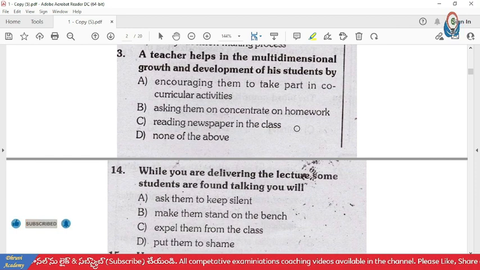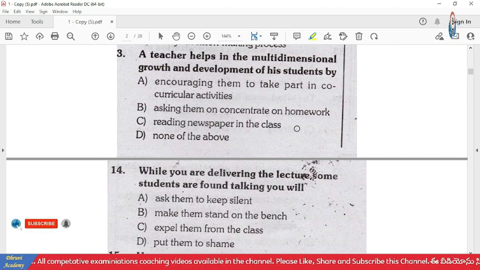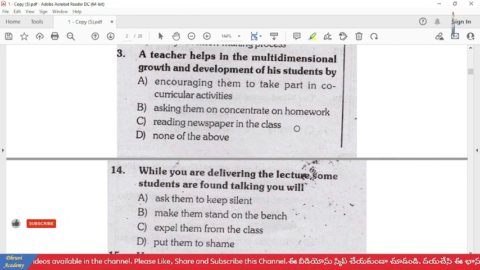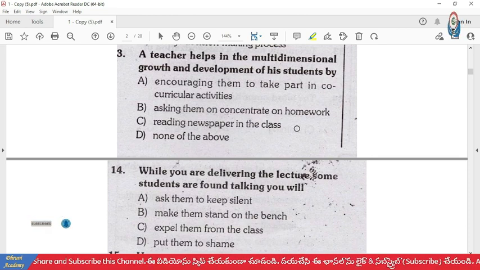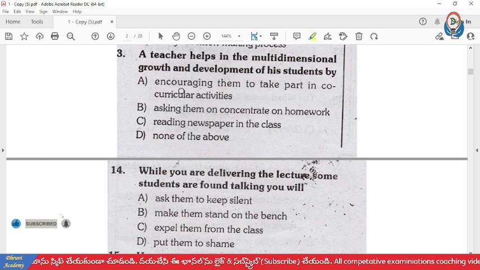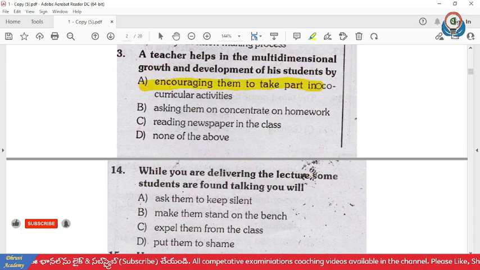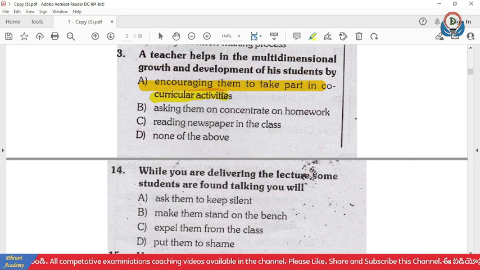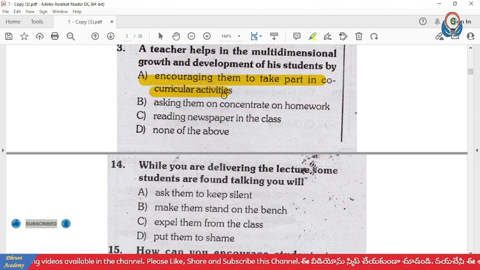A teacher helps in the multidimensional growth and development of his students by A, encouraging them to take part in co-curricular activities, or B, asking them to concentrate on homework, or C, reading the newspaper in the class, D, none of the above. Which is the answer? The answer is encouraging them to take part in co-curricular activities. Multidimensional growth and development takes place by encouraging them to participate in co-curricular activities. This is the right answer.